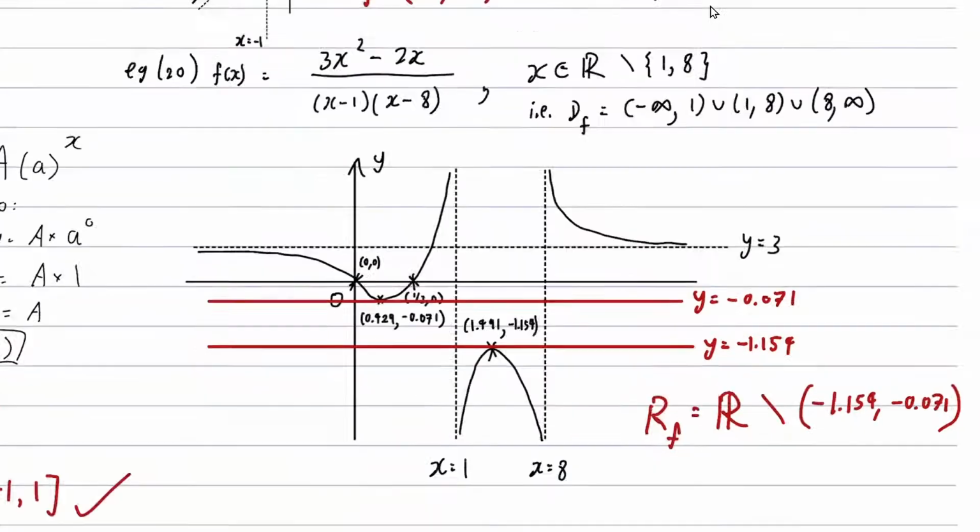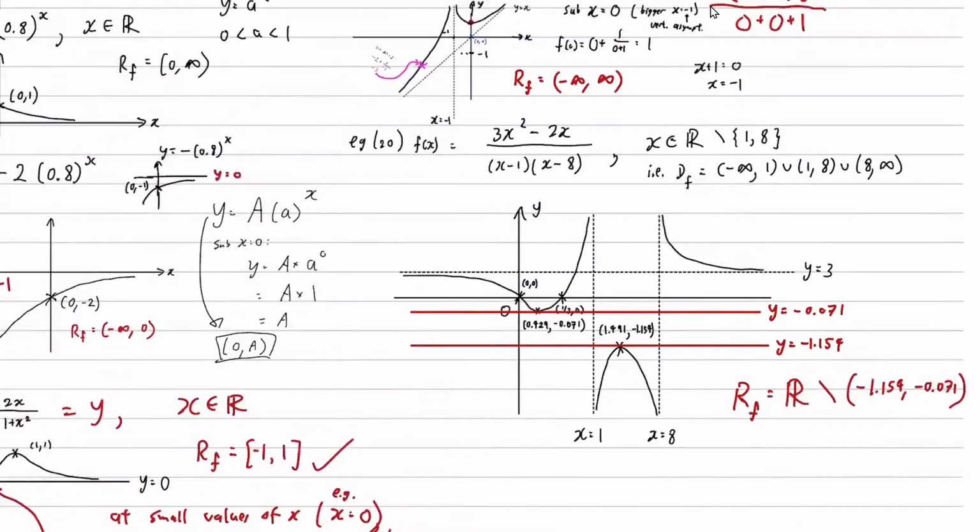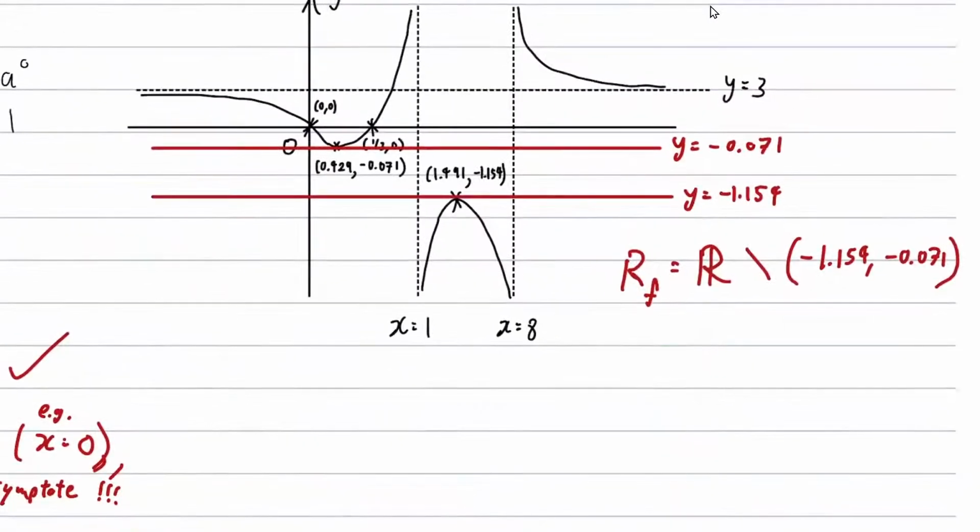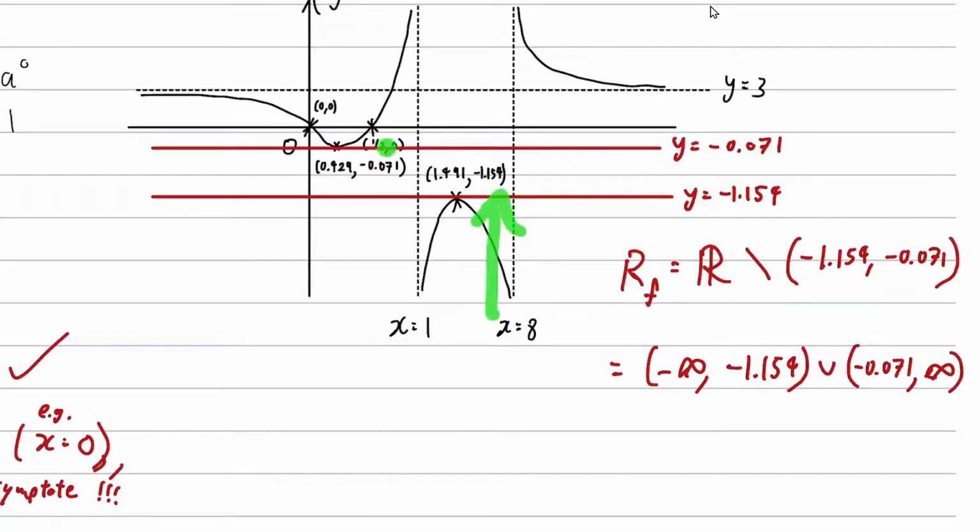Okay, good. Another way to phrase this, in the union notation, would be negative infinity all the way to negative 1.154, then union with negative 0.071 comma positive infinity. Okay. From here to here, then from there to there. You skip. You have a gap, then you have the union.